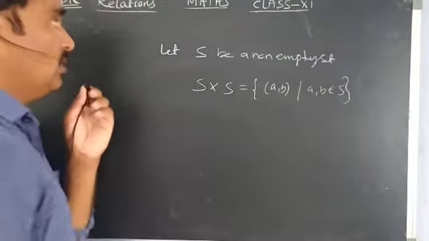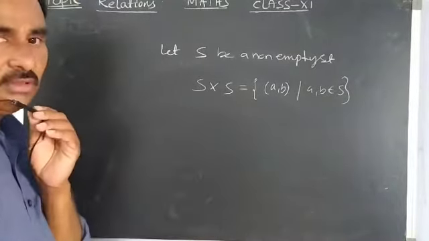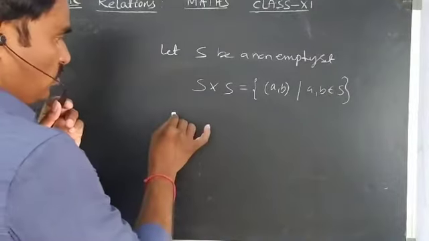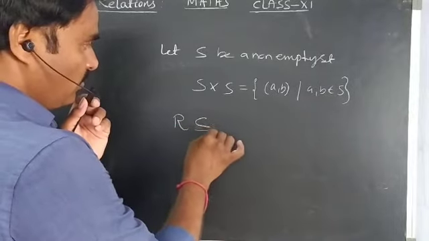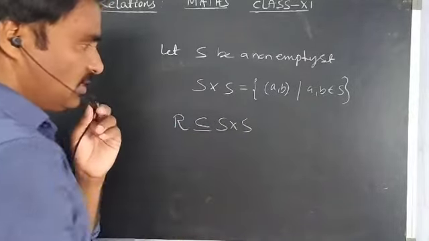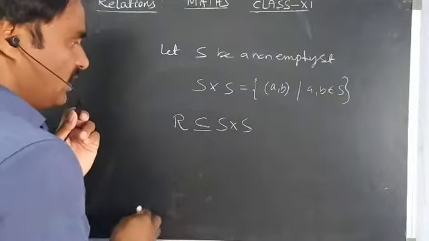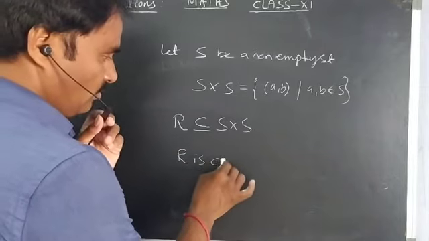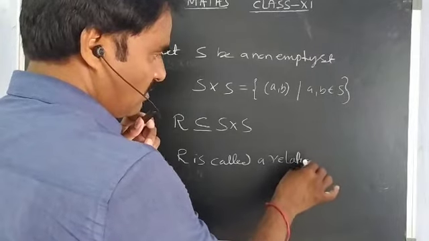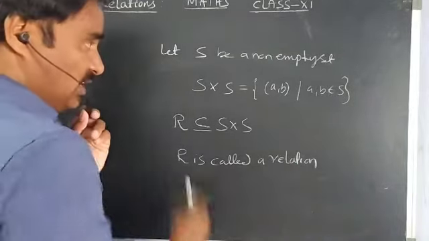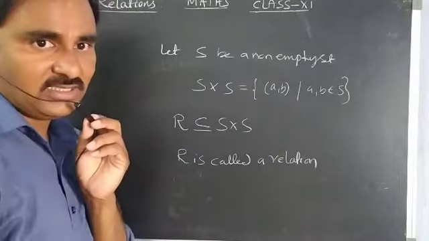This is the Cartesian product. And what is the relation? What is the definition of relation? Any subset of the Cartesian product is known as a relation. So suppose I take one subset and denote it by R. I have taken one subset R of S cross S. So here R is called a relation. Why is it a relation? Because it is a subset. How many relations are possible? It depends on the number of ordered pairs in S cross S.